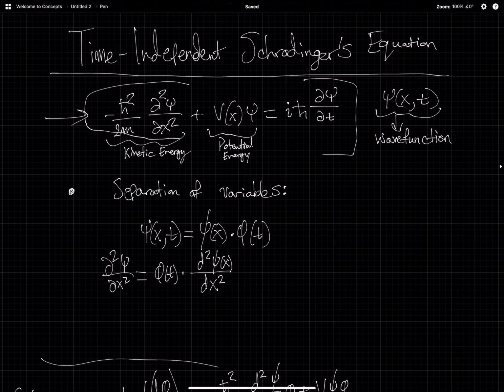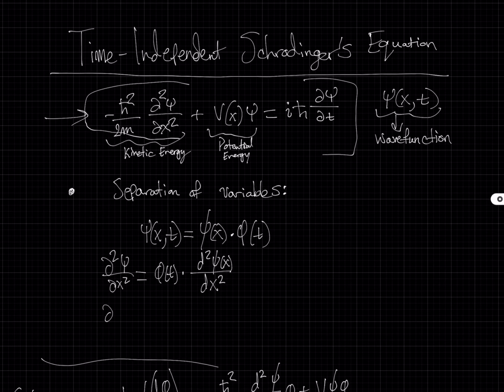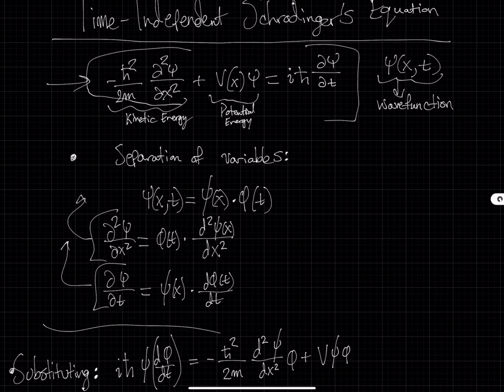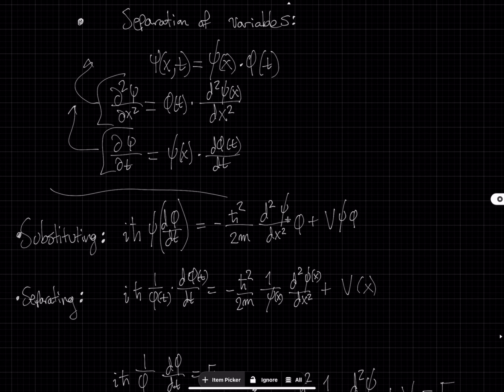And I can do the same thing with the position or the time dependent component. So you can see my capital psi looks a little different than my lowercase psi. So this would look like my phi of x, or psi of x, times d phi of t over dt, right? And so I can substitute these into the Schrodinger's equation above, and I have this equation down below.